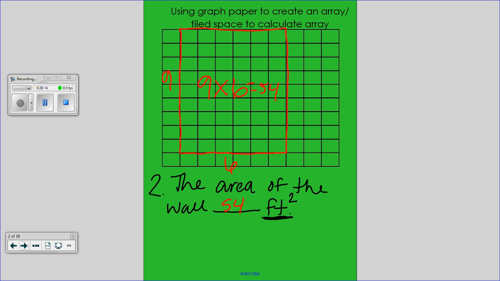Oh, okay, cool. All right, I want you guys to try number 3 on your own. So I want you to read it, make an answer sentence, and then draw that shape on your graph paper.